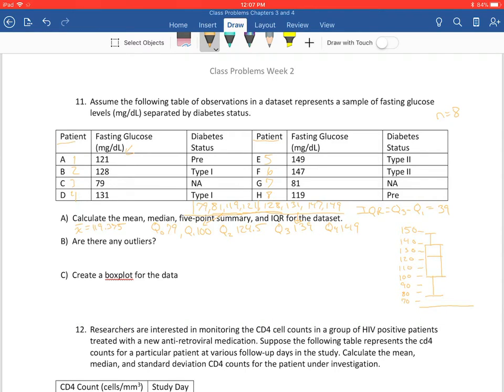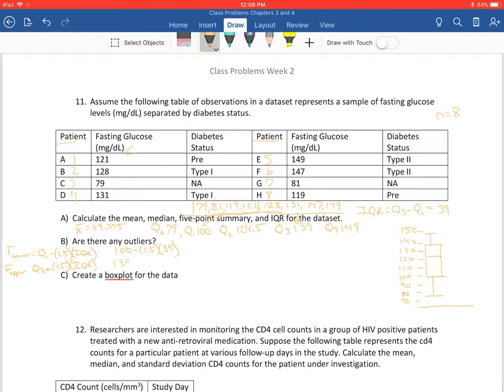Next thing you want to know: are there any outliers? In order to determine if there are outliers, you first have to put in our fence formulas for the lower and the upper. Our lower fence formula is going to be your Q1 minus 1.5 times your IQR. Your upper is going to be your Q3 plus 1.5 times your IQR. Put our values in for these. So you're going to have 100 minus 1.5 times 39.